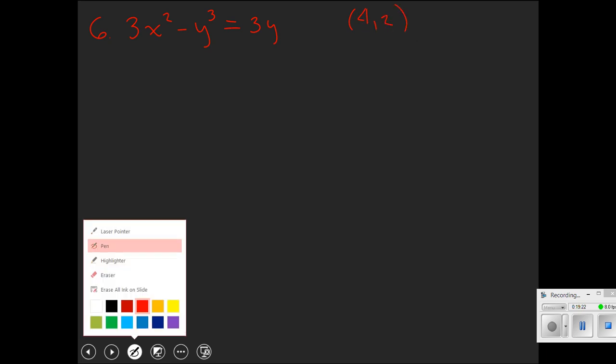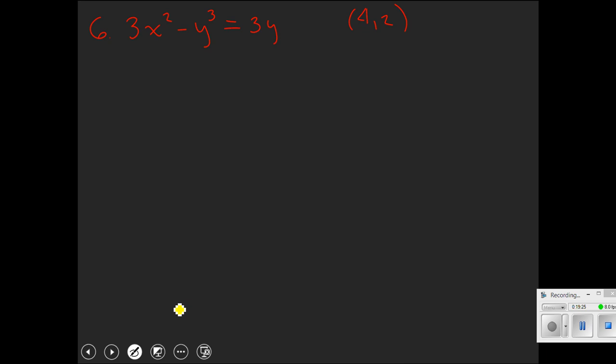So I'm going to do 3x squared minus y cubed equals 3y. And the point I decided to use was (4, 2). And I'm going to start changing colors because that's a little bit more exciting. So we take the derivative. We have 6x for this one minus 3y squared dy/dx equals 3 dy/dx, and hopefully you're more comfortable with this now.